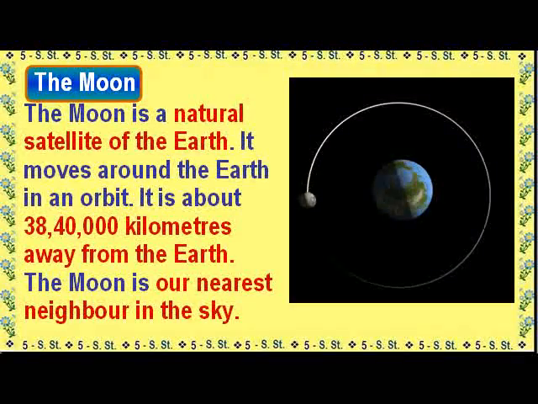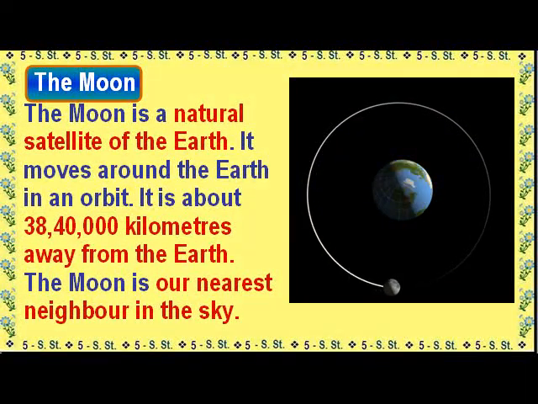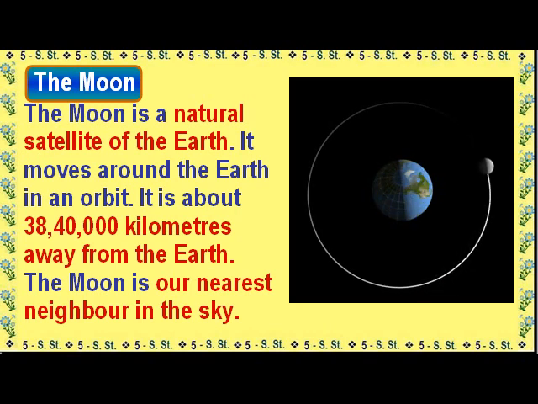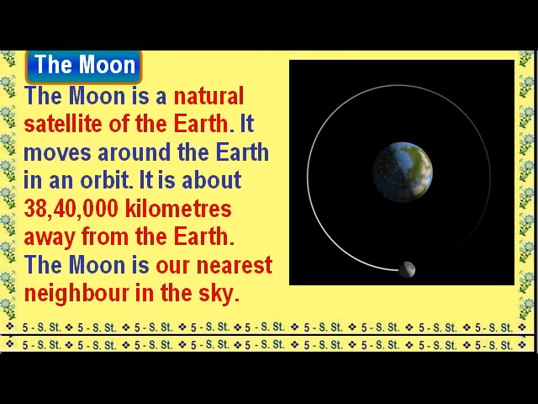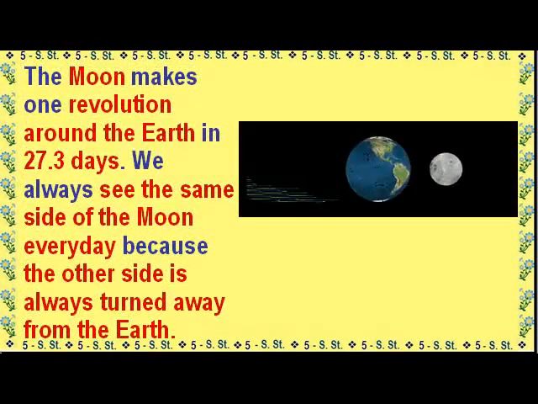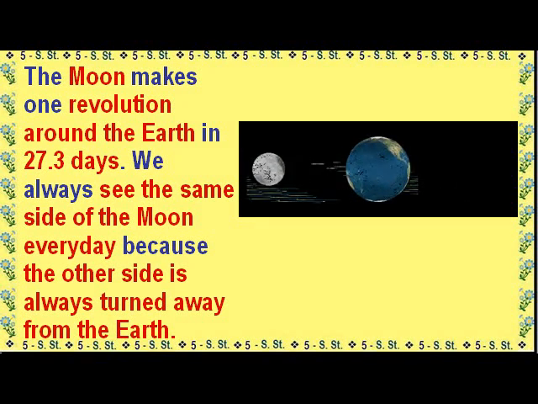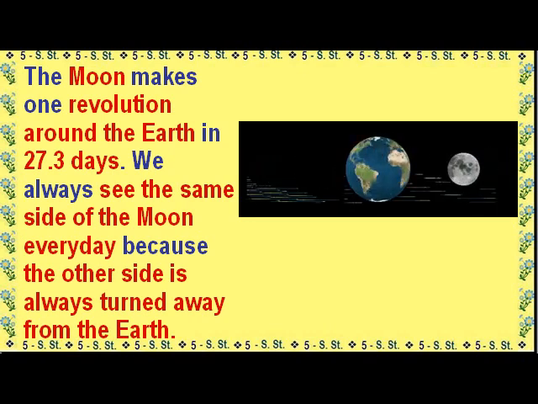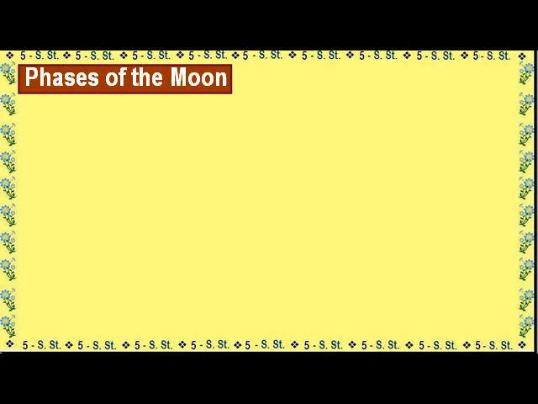The Moon. The Moon is a natural satellite of the Earth. It moves around the Earth in an orbit. It is about 3,84,000 kilometers away from the Earth. The Moon is our nearest neighbor in the sky. The Moon makes one revolution around the Earth in 27.3 days. We always see the same side of the Moon every day because the other side is always turned away from the Earth.